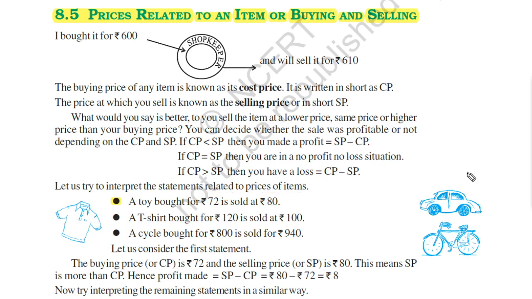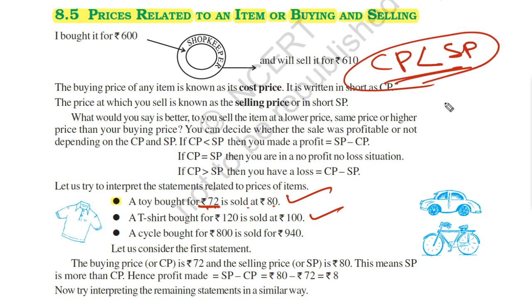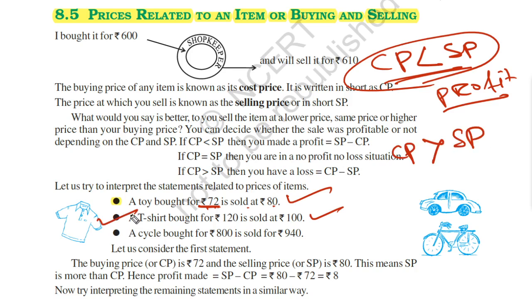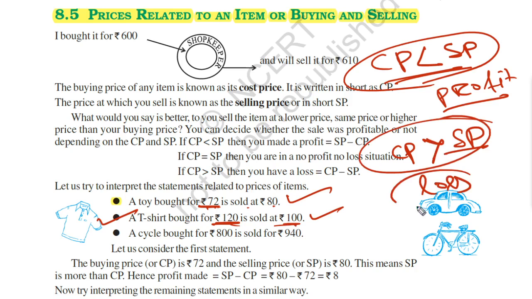Now how can we say when there is profit and when there is loss? If you look here, the cost price is less than the selling price. If CP is less than SP, then in that case there is profit. In the second case, when CP is greater than selling price, like this one, where CP is 120 and selling price is 100, so CP is greater than selling price, loss will happen.